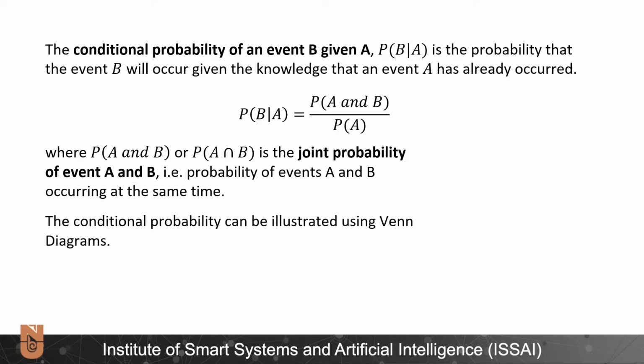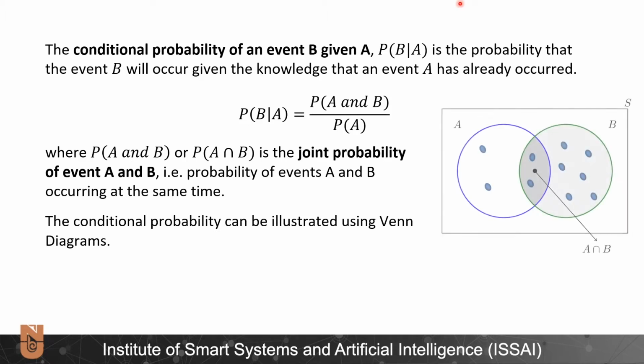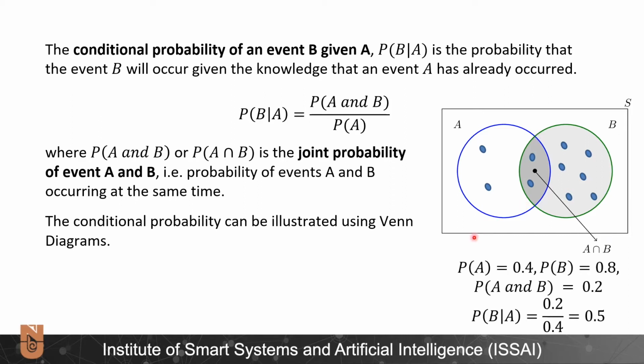The conditional probability can be illustrated using Venn diagrams. Suppose we have two sets of events, A and B, and event A has 4 possible outcomes, and event B has 8 possible outcomes, and their intersection has 2 outcomes. So probability of A will be equal to 4 out of 10, which is 0.4, and the probability of B will be 8 out of 10, and their joint probability, which is probability of A and B, or in other words, their intersection, is 2 out of 10. The probability will be 0.2, and we can calculate the probability of B given A as their joint intersection divided by probability of A, which is equal to 0.5.